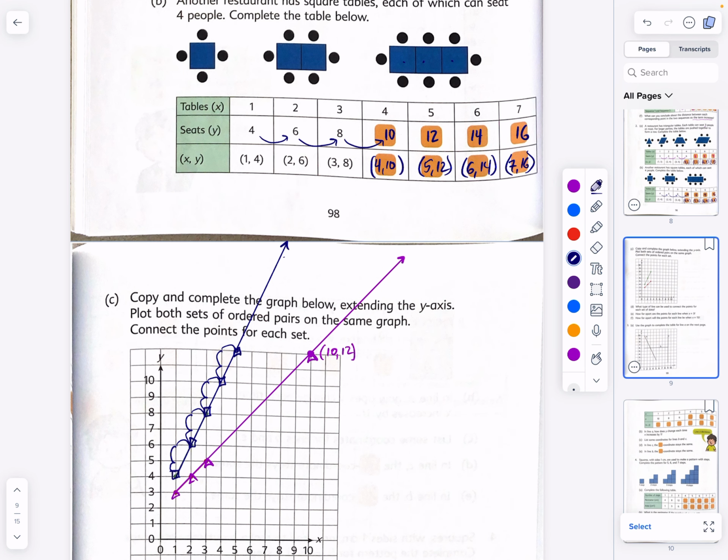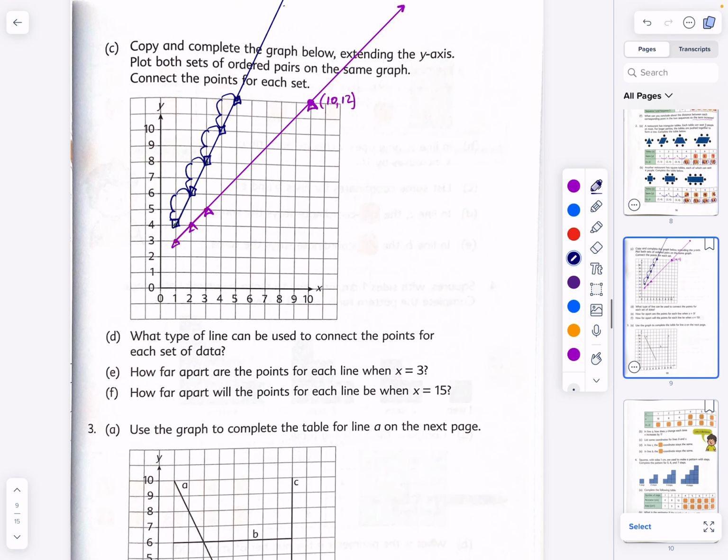Let's answer the questions. What type of line can be used to connect the points? Of course, straight lines, right? We have a linear relationship, straight lines, for both triangular tables and square tables.